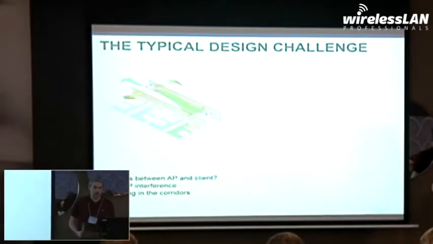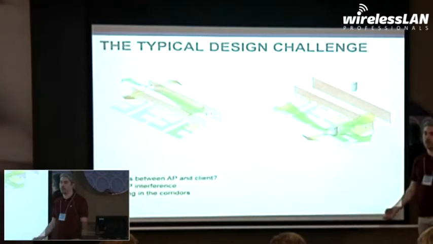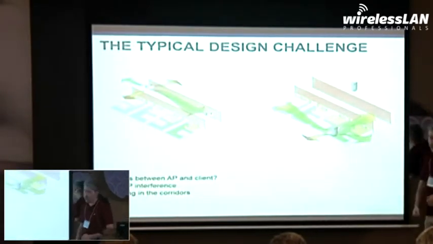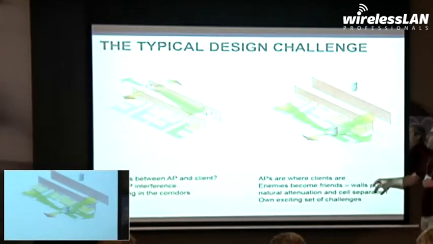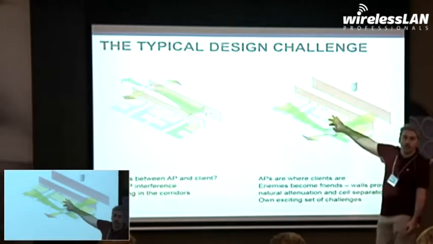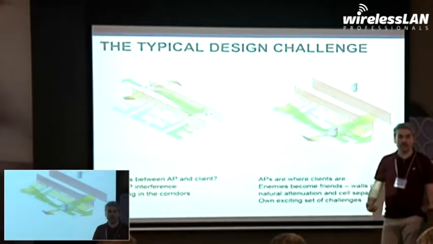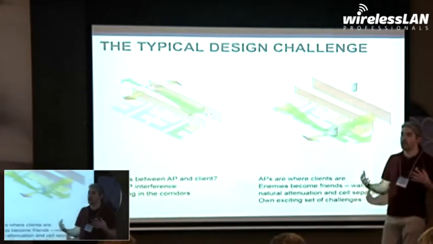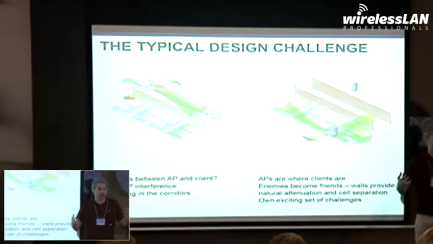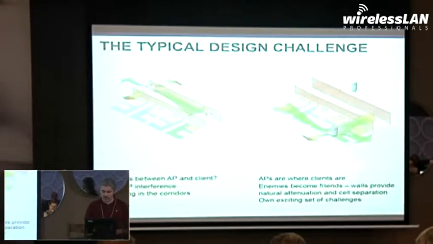We want to put the APs into the rooms. Wouldn't it be nice to put it right here in the room? Awesome. We put it there. The AP is exactly where the clients are, right? Your enemies, your bathrooms and your corridor walls, become your friends because they provide natural attenuation, so you can put an AP here and they will not interfere. You have a lot more channels for reuse. You can support everything you want. That's awesome. But there is its own set of challenges.